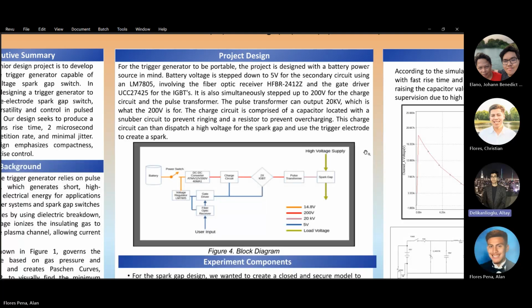The charge circuit is made up of a capacitor within a snubbing circuit to prevent ringing on discharge and a resistor to prevent overcharging that is sized for our 50 hertz repetition rate. This charge circuit can then dispatch a high voltage pulse to the spark gap and use the trigger electrode to create a spark. And now on to our experiment components.